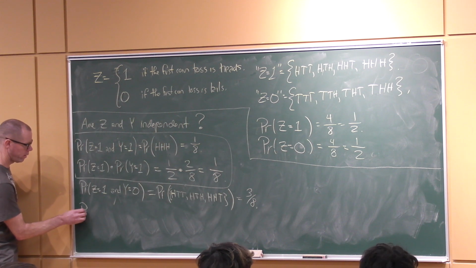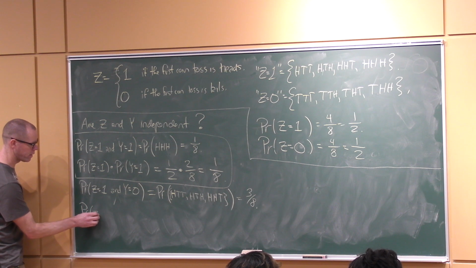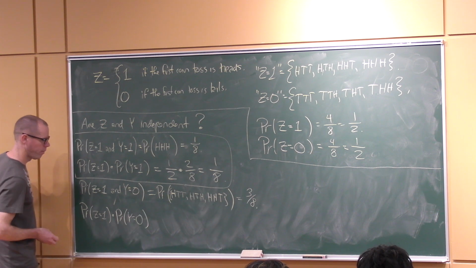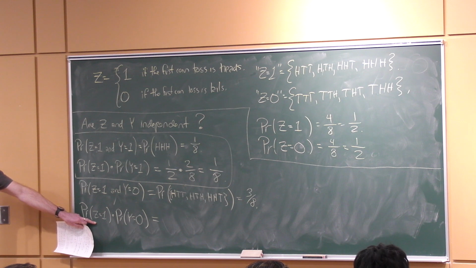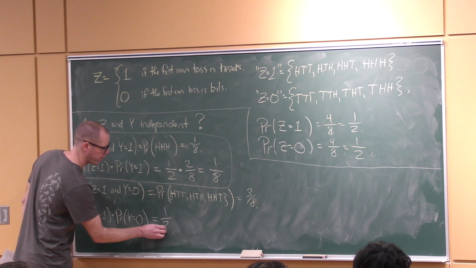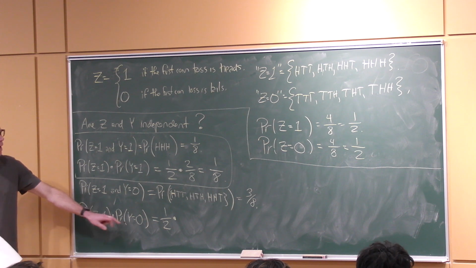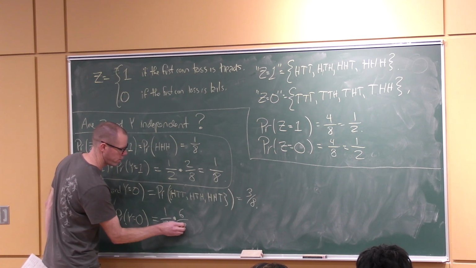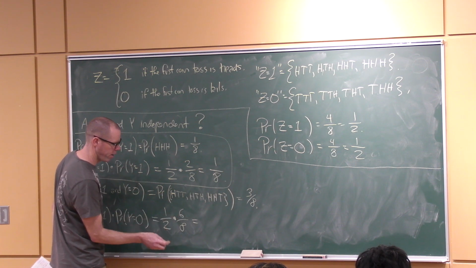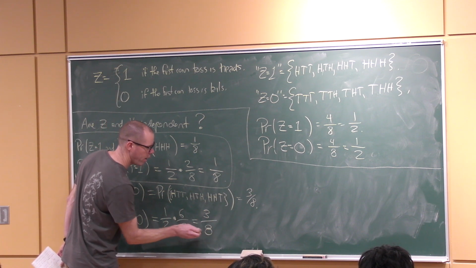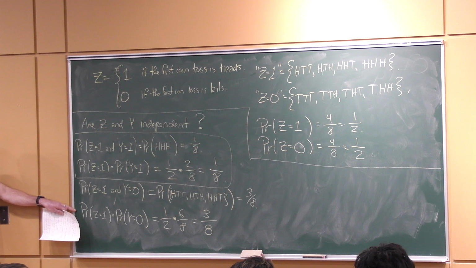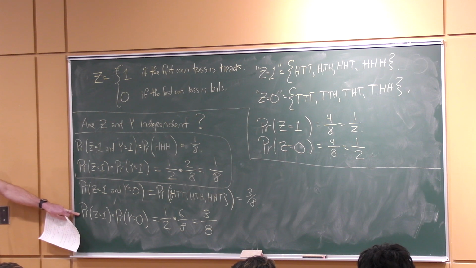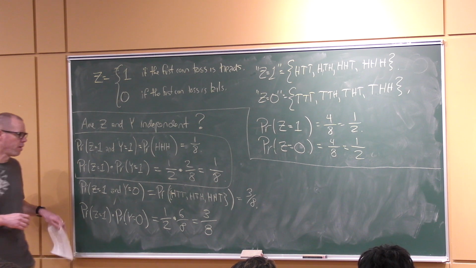On the other side, if I look at the probability that z equals 1 times the probability that y equals 0, the probability that z equals 1 is a half. The probability that y equals 0 is 6 out of 8. So that's 6 divided by 2, which is 3 out of 8. And indeed, again, these two things are equal. The probability z equals 1 and y equals 0 is equal to the probability z equals 1 times the probability that y equals 0.